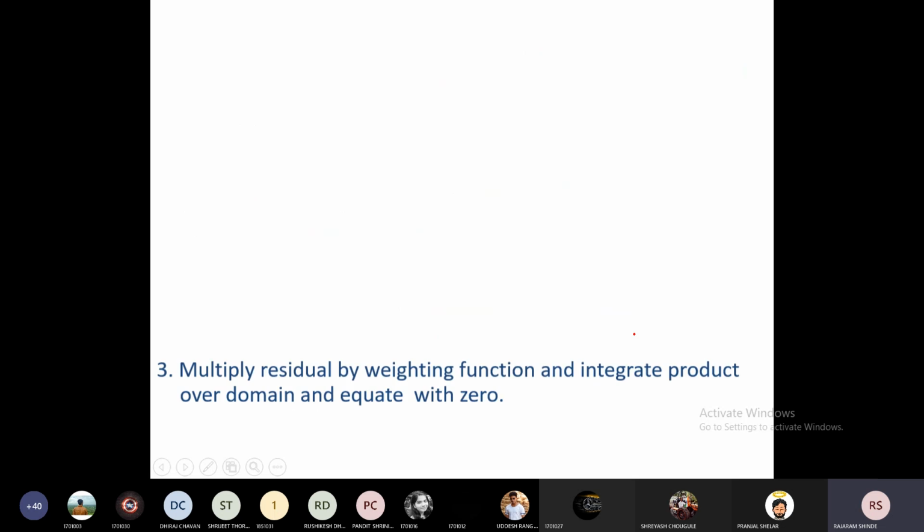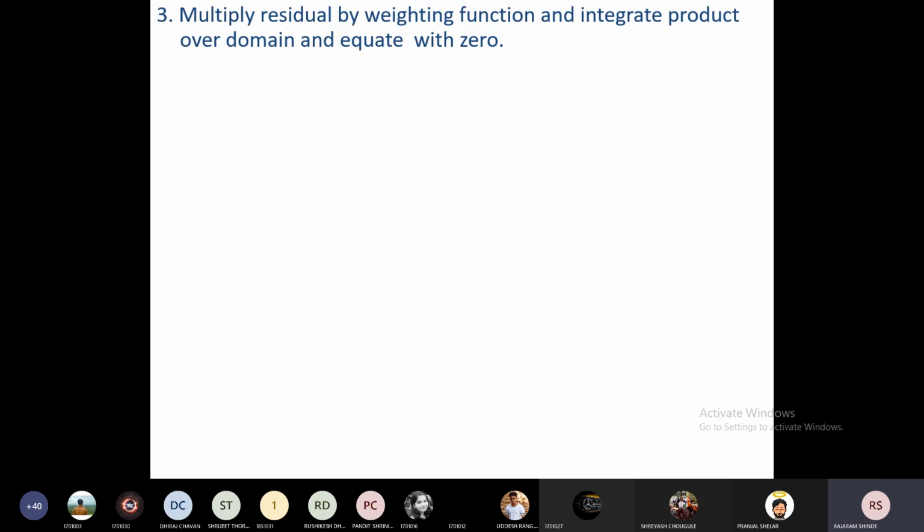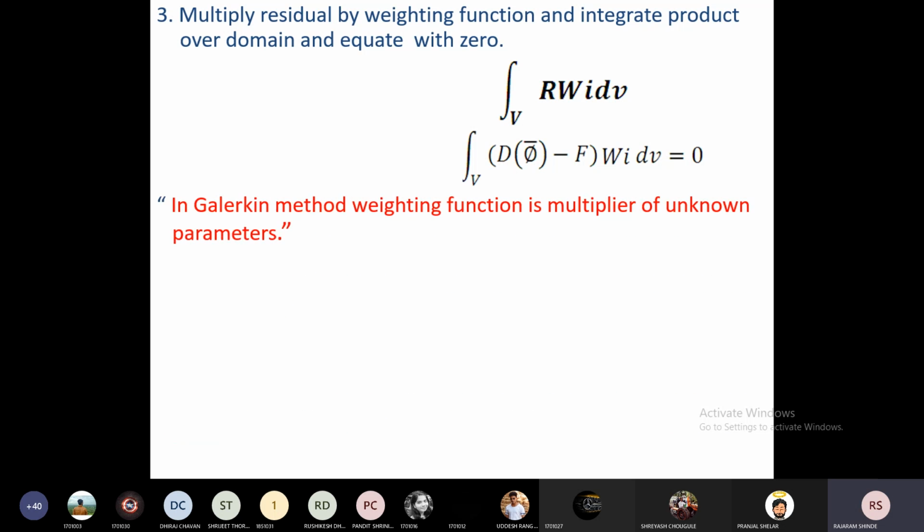Now next one. Here, multiply the residual by the weighting function and integrate the product over the domain, equating it with 0. Here I have written: this is the equation formed by integrating the residual and weighting function. Now, I have written that in the Galerkin method, the weighting function is the multiplier of the unknown parameters. Okay, wi is equal to fi.